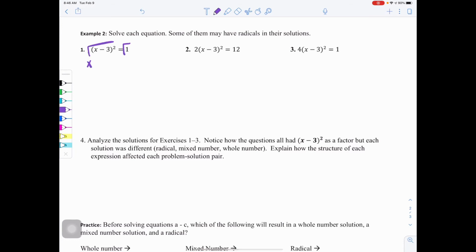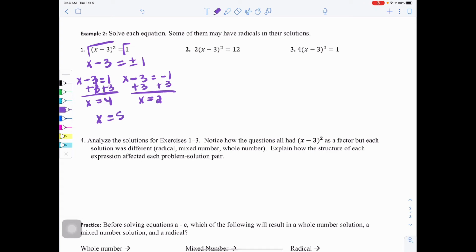So I get x minus 3, because the square root of x minus 3 squared is just x minus 3, and the square root of 1 is positive and negative 1. So I'm going to split that and solve each piece. I'm going to solve x minus 3 equals 1 and x minus 3 equals negative 1. Here I add 3 to both sides and get x equals 4. Here I add 3 to both sides and get x equals 2. So my answer is x equals the list 2, 4. I have 2 x values there.